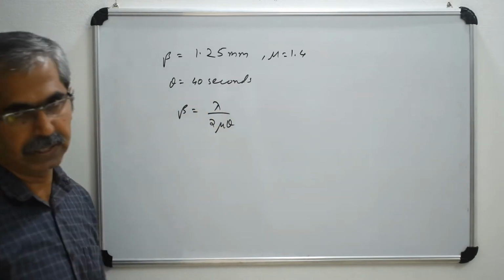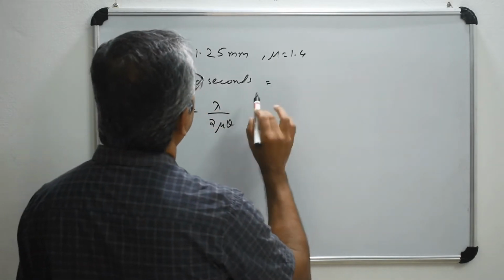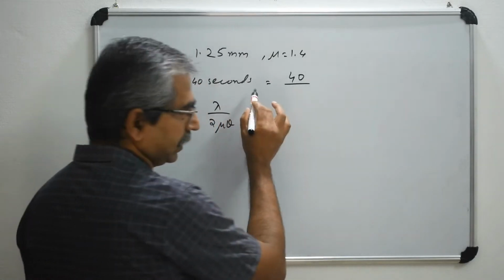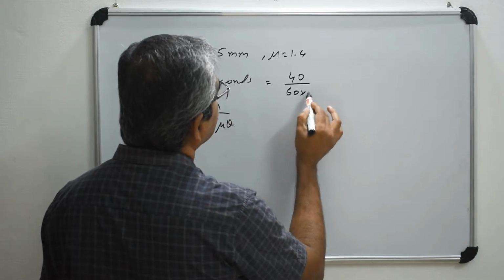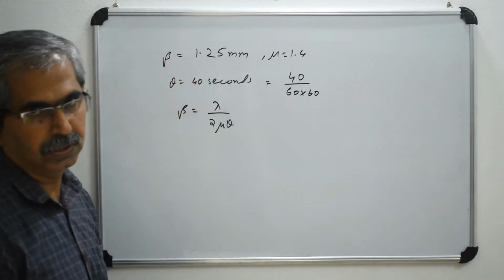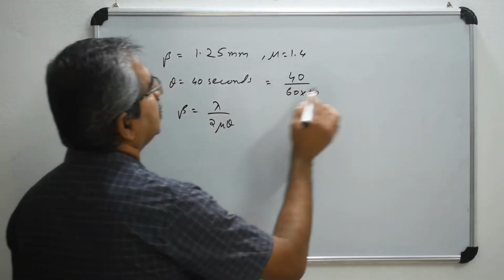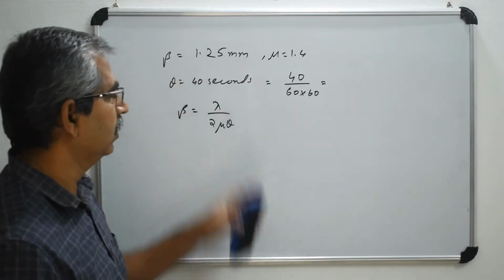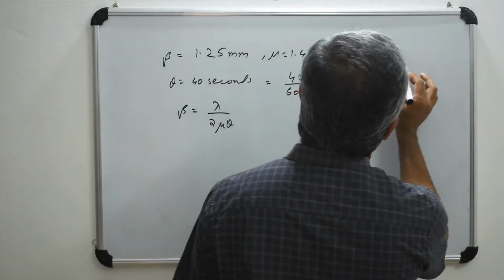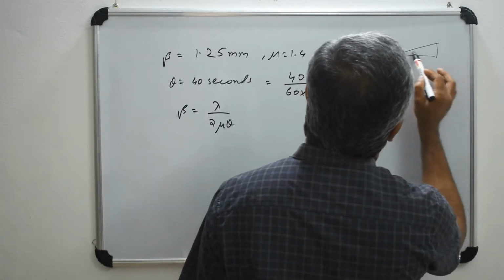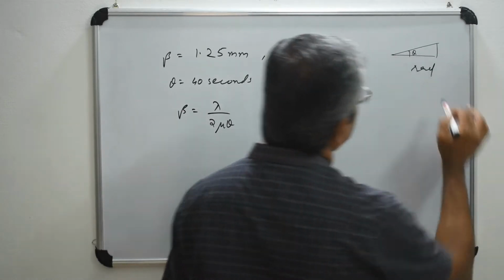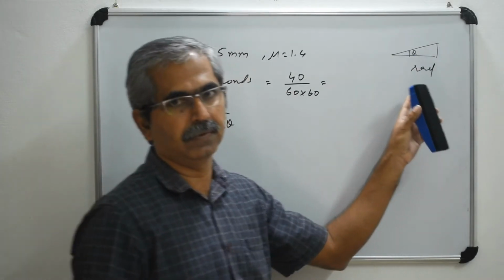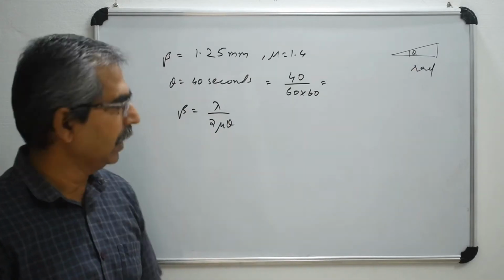Theta is 40 seconds. 40 seconds means how many degrees? That is 40 divided by 60 into 60, isn't it? So that much in degrees. Remember, in this case for wedge-shaped films, the angle is taken in radians, because that is the opposite side by adjacent side. We have taken tan theta, and that value will be in radians.